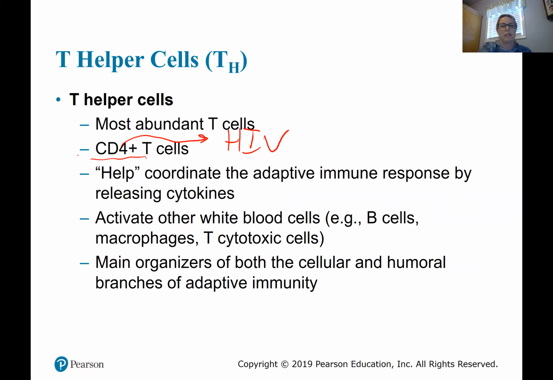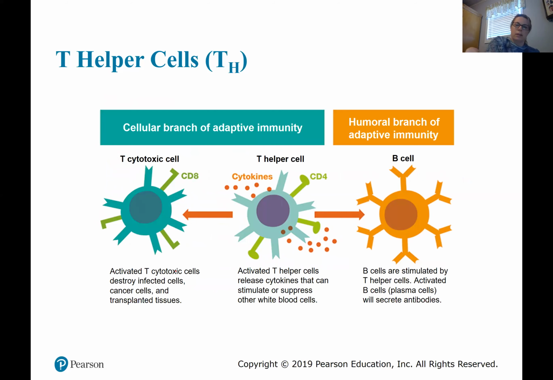Okay, so these T cells help coordinate the immune response by releasing those chemical messages called cytokines, and they're going to activate T cells and B cells. Okay, their job is to activate and coordinate this attack. Okay, so cellular immunity: cytotoxic and helper T cells. Humoral immunity is going to be the B cells. And the helper T cells are going to release chemical messages that activate B cells and that also activate killer or cytotoxic T cells.